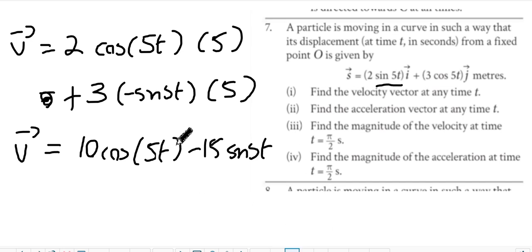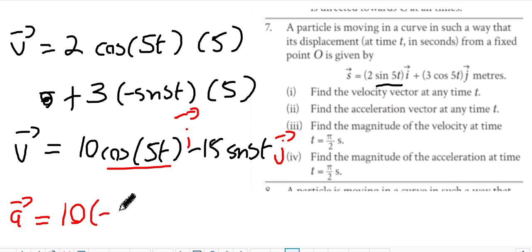Now, I forgot my i and j there, didn't I? My i is here and my j is there. All good so far? Find the acceleration. No hassle, I'll differentiate again. Alright, leave the 10 alone. What does cos 5t turn into? Then differentiate the angle. And there is an i there, isn't there?